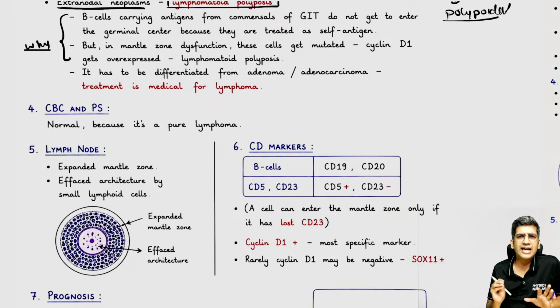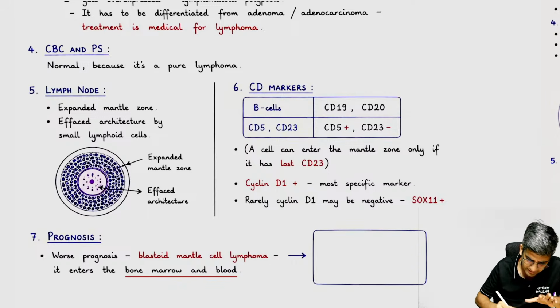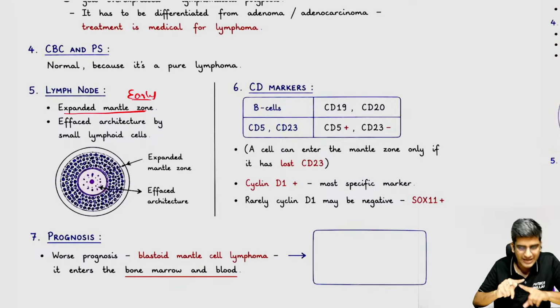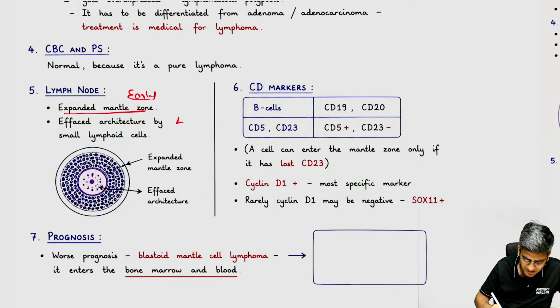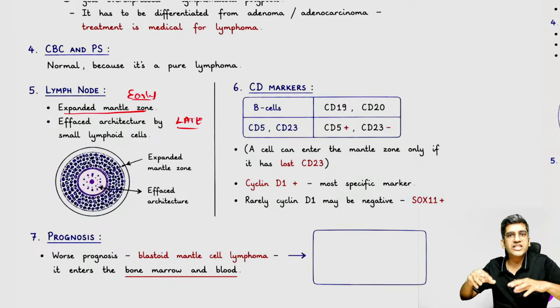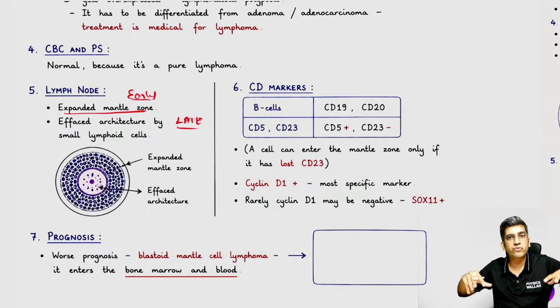Very rarely will I have mantle cell lymphoma cells in the peripheral smear, because it is a lymphoma, not a leukemia. But your lymph node will definitely have findings. We'll start the template always the same. In the early stages of the lymph node, I'll have an expanded mantle zone. Mantle zone alone will be expanded in the early stages. In the late stages, we already know the template: effaced lymphoid architecture by small lymphoid cells. Same thing we saw in CLL. Initially, the mantle zones expand and then fuse, and it becomes completely uniform, replaced by small lymphoid cells.